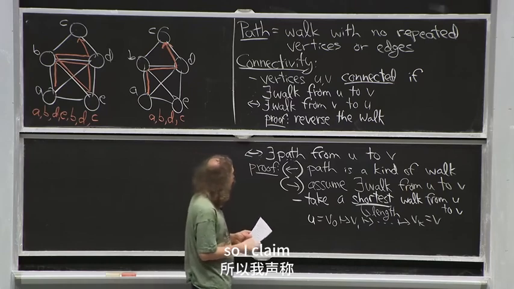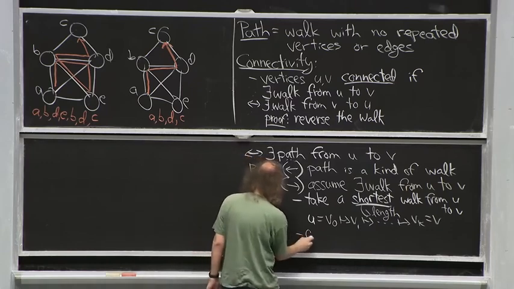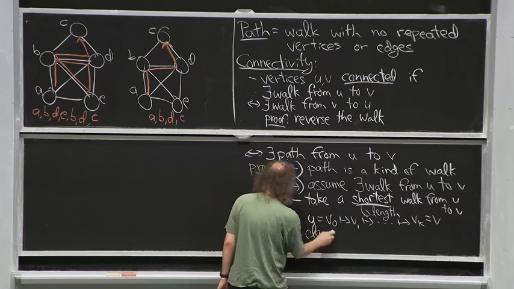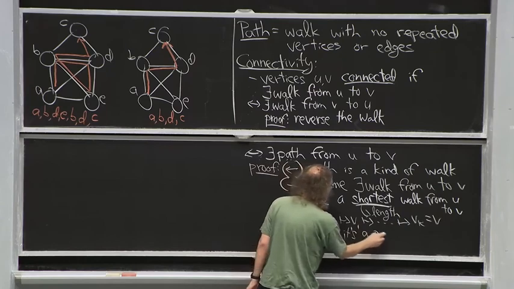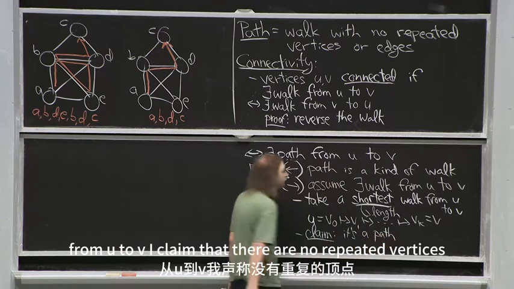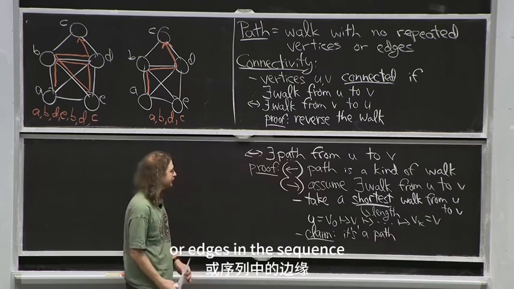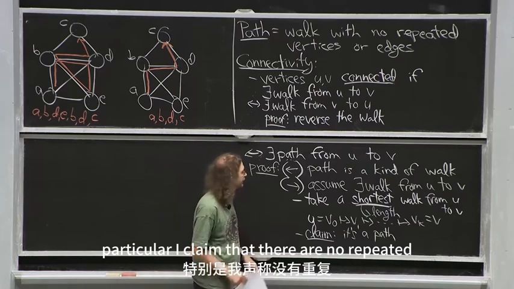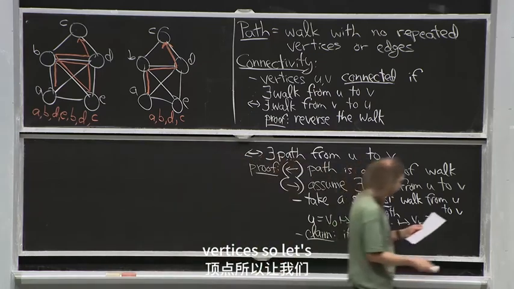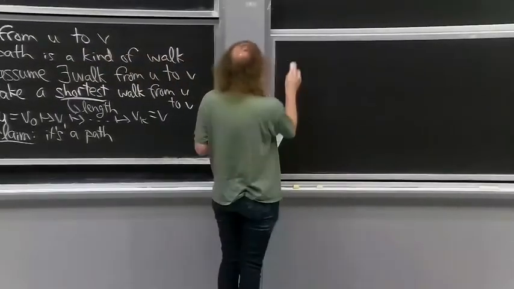So I claim that this is a path from u to v. I claim that there are no repeated vertices or edges in the sequence. In particular, I claim that there are no repeated vertices. So let's prove the claim.